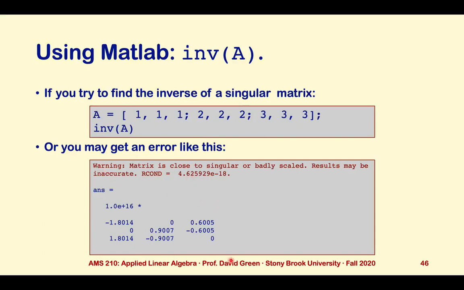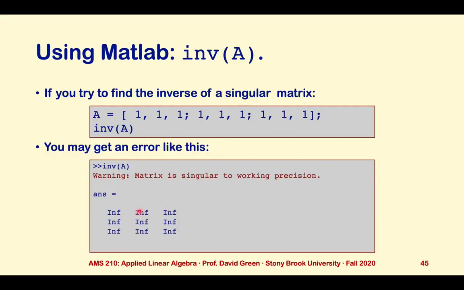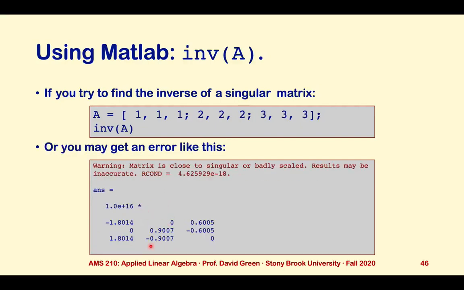It gives us an answer that, when we actually look, if we read this, says 10 to the 16 times these values. It puts huge numbers in there. If you compare what happened in the previous case, it gave infinities. Here it's giving numbers close to infinity. It should be read as the matrix is singular.